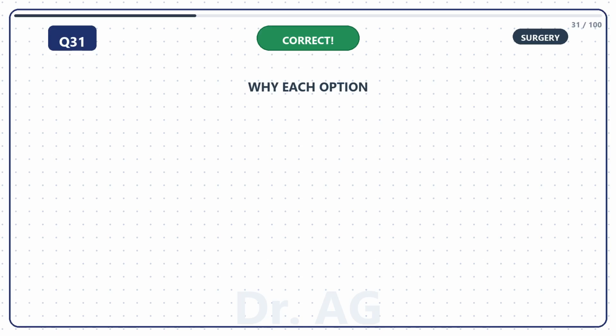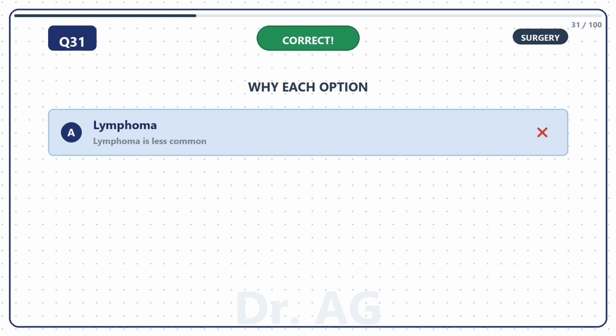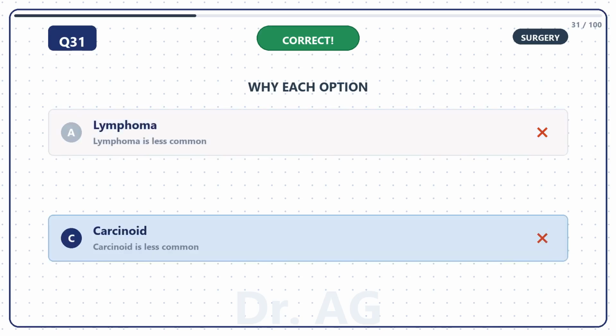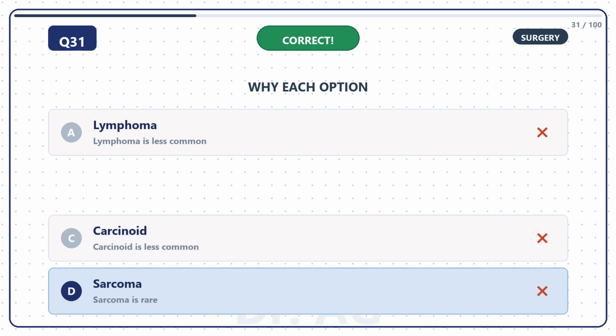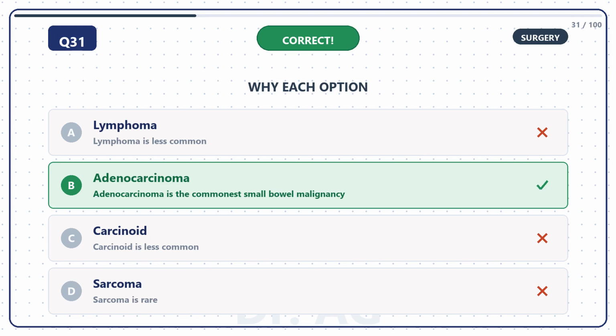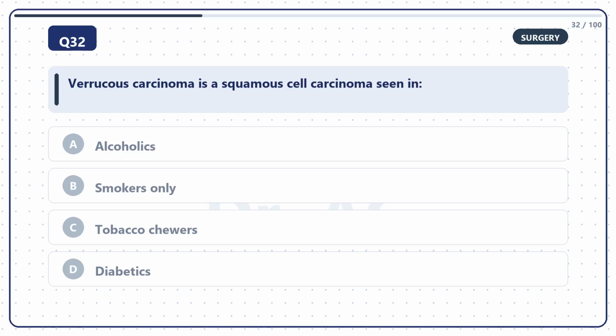Adenocarcinoma. Let's go through the options. Lymphoma is less common. Carcinoid is less common. Sarcoma is rare. And the correct answer is adenocarcinoma. Adenocarcinoma is the commonest small bowel malignancy. So, the right answer is option B. Adenocarcinoma.